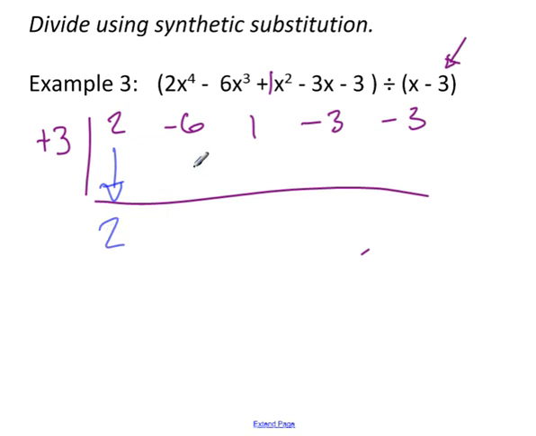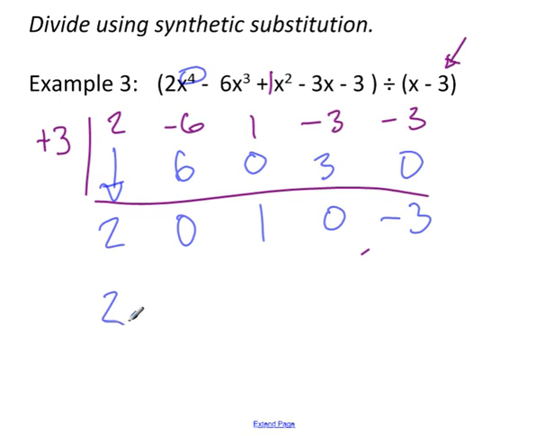Bring that 2 down. 2 times 3 makes 6. 0. Nice. Makes a 0 here and a 1, a 3, another 0. Makes a 0 and a minus 3. So we used our synthetic substitution. We have divided. Now we're going to drop down a power. Instead of to the fourth, I'm going to write 2x cubed. Remember, this is our x squared thing, so it's gone. Just plus 1x plus nothing.